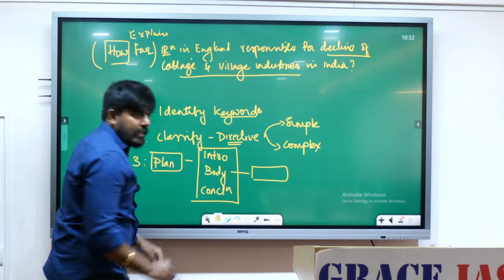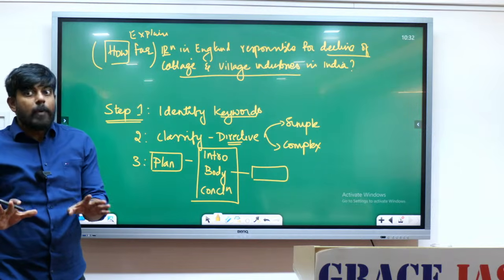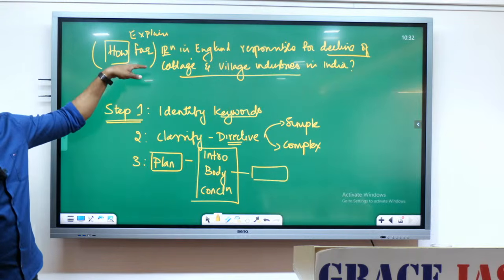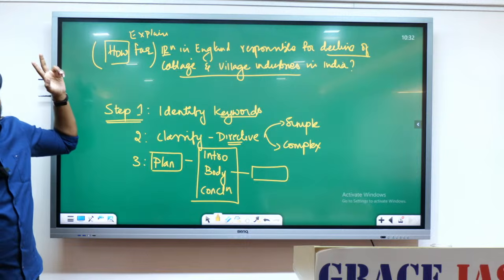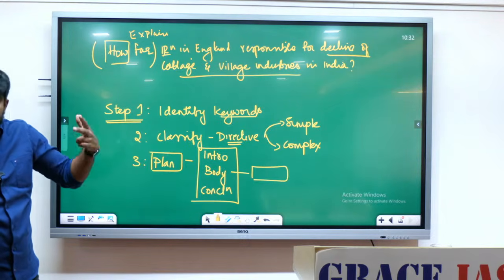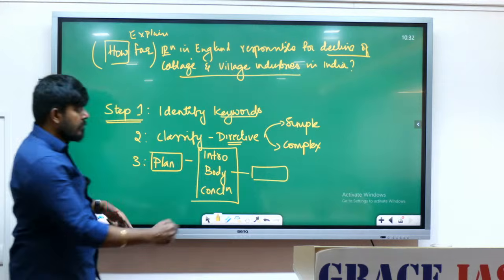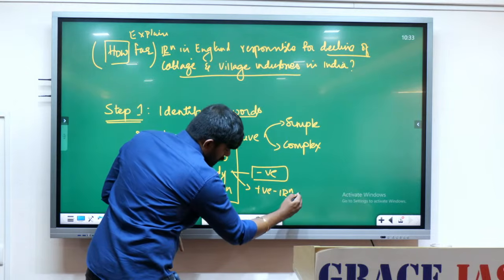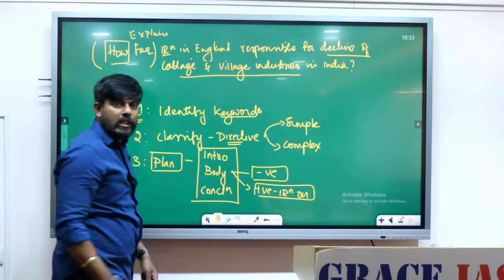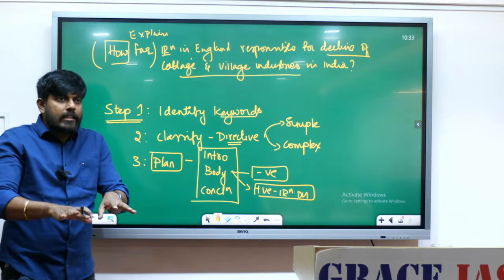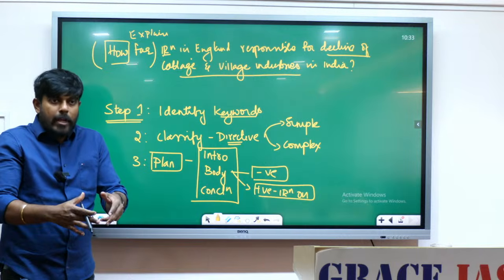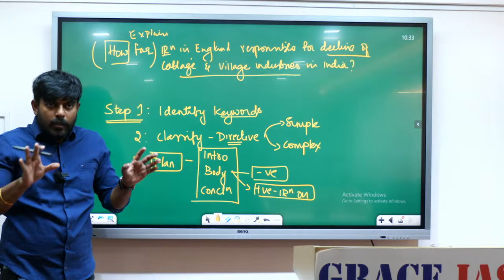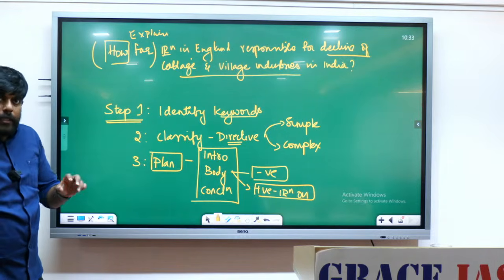But now what is the directive here? How far? How far means complex. So there should be two parts in the body now. One part saying how it negatively affected us. Second part saying if there are any positives of industrial revolution on Indian cottage industries, you have to bring that out. Understanding the directives will help you to decide how many parts are there in the body. Okay? So now let us move on to the next question.